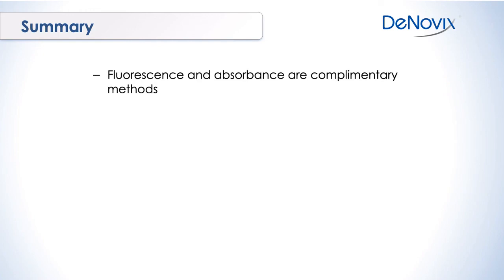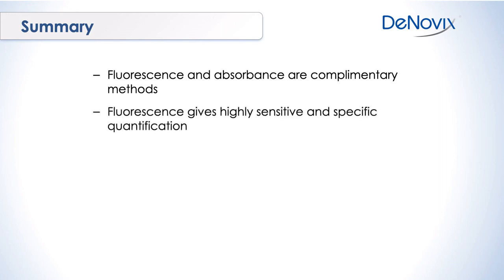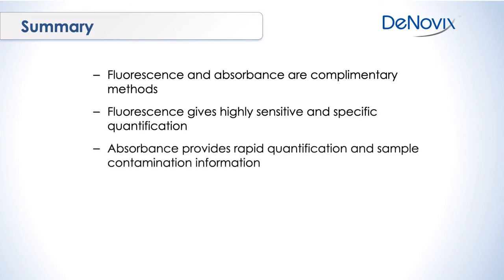So just in summary, fluorescence and absorbance are very much complementary methods in the lab. It's important to be able to do both, and both of them give you different things and different abilities and a different view on your sample. Fluorescence will give you this highly sensitive and specific quantification of your sample, whereas absorbance will provide you with a rapid quantification, is accurate for clean samples, but when there is contamination, it will give you information about that contamination as well.